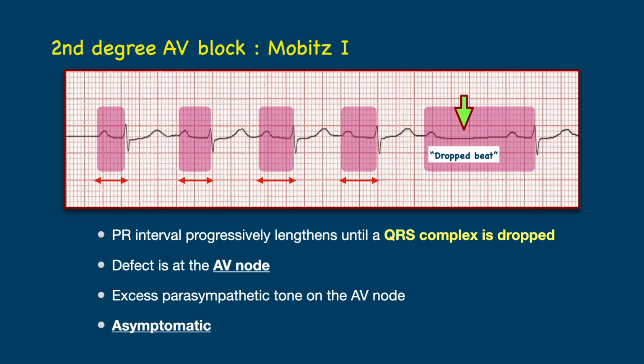Mobitz type 1 second-degree AV block is an irregular rhythm because the PR interval progressively lengthens until a QRS complex is dropped. The defect is at the AV node and is usually the result of excess parasympathetic tone on the AV node. Mobitz type 1 is often asymptomatic.